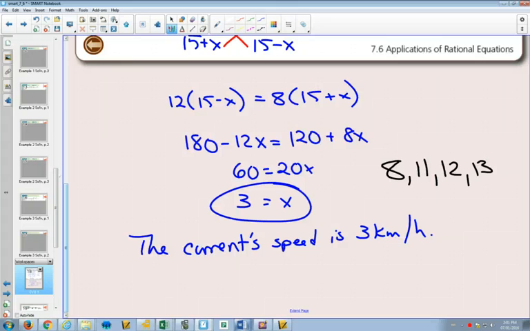So these questions take some practice. So we are going to take the next 15, 20 minutes to practice these.